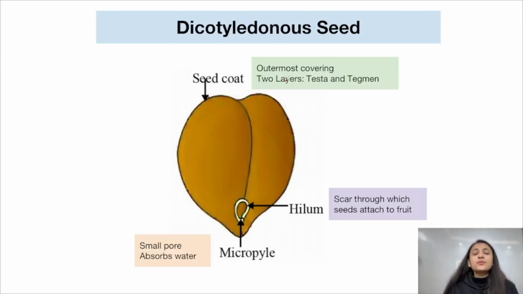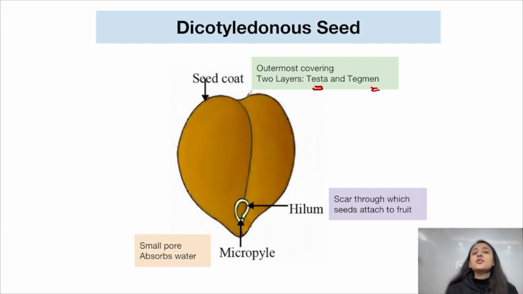So let us first consider a dicot seed. A dicot seed has a seed coat, as do all seeds. The outermost covering is the seed coat, which is made up of two layers. The outer layer is known as the testa and the inner layer is known as the tegmen. Now there is this region in the seed which is known as the hilum. Hilum is basically a scar through which the seeds attach themselves to the fruit.